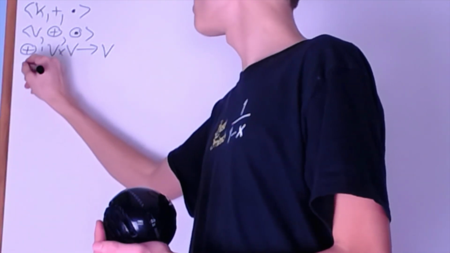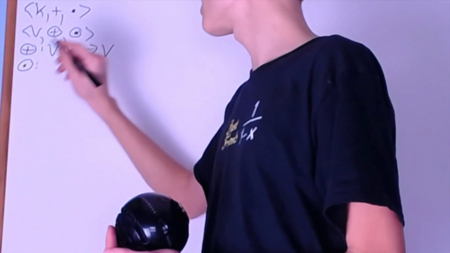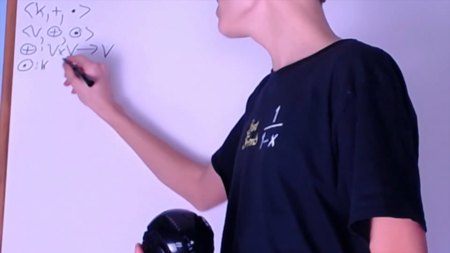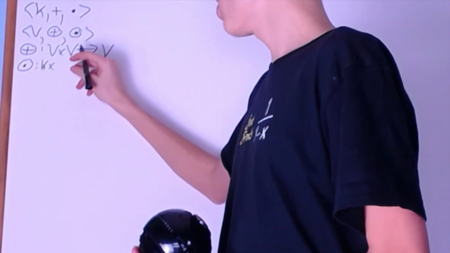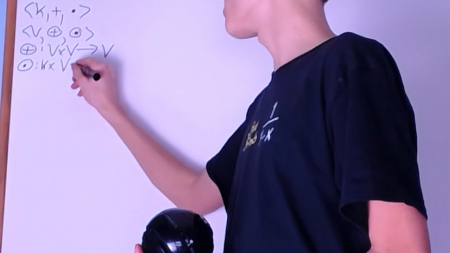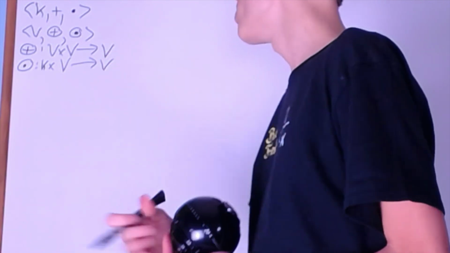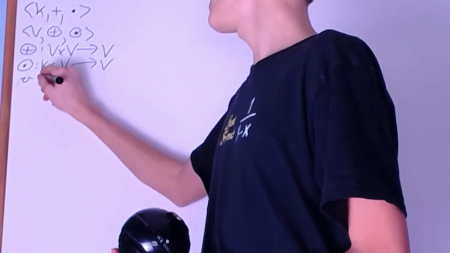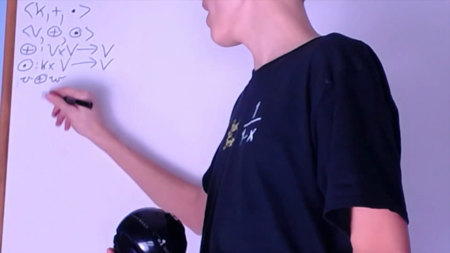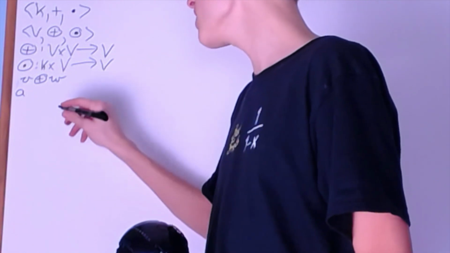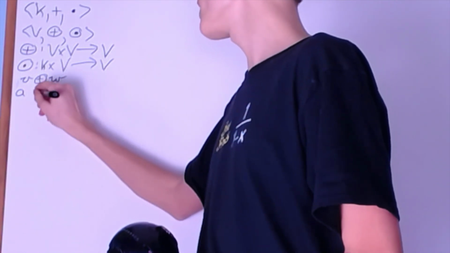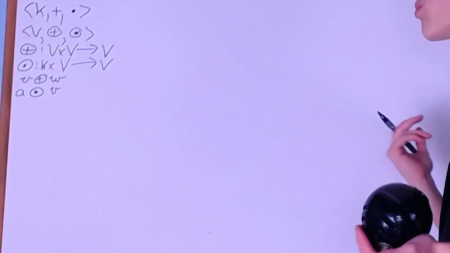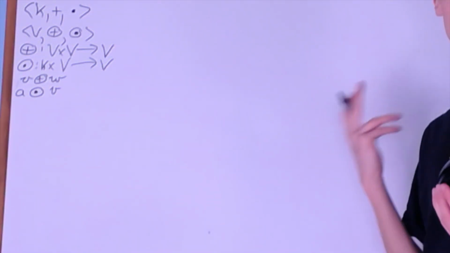And scalar multiplication, as you might have guessed, will take in an element of the field K, and it will also take in an element of the vector space, and it will output another vector. So if we have two vectors V and W, I can vector add them. And if I have some element of the field A and some vector V, I can scalar multiply them. Now this is like on the real numbers. This is like real linear algebra, except on general fields.